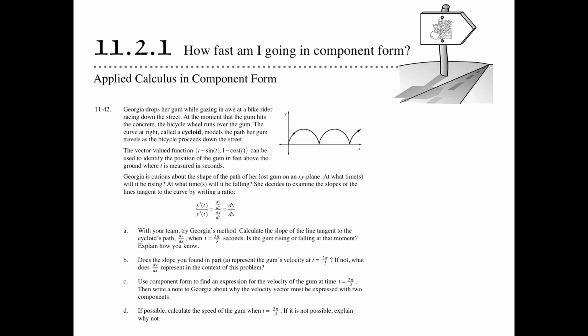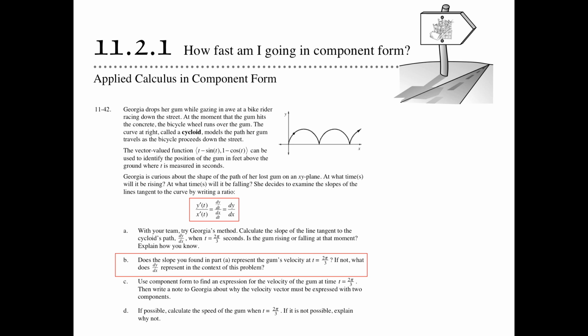Problem 11-42 explores the slope of curves, that is, dy over dx, which, if you're given a parametric equation, can be found by simplifying the ratio between dy over dt and dx over dt. Now, Part B of this problem is very important to discuss with teams as you circulate, or even to use as a prompt for a whole class summary at the end of class.